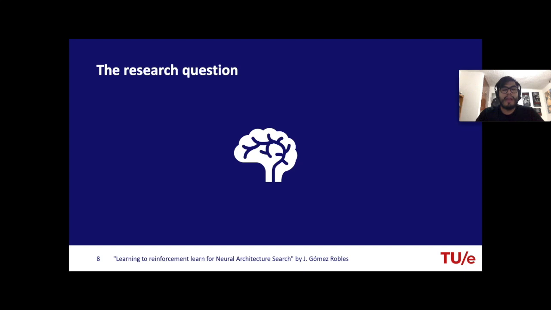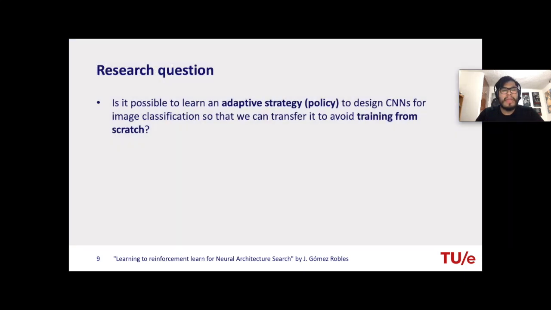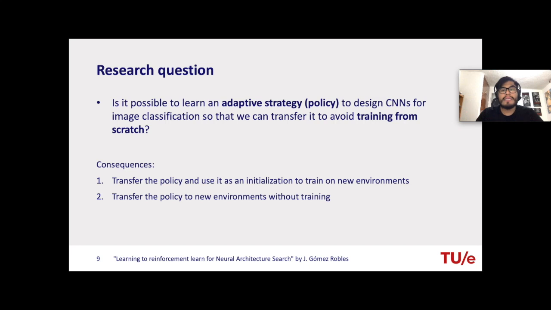Based on this observation, I formulate my research question. Is it possible to learn an adaptive strategy to design CNNs for image classification so that we can transfer it to avoid training from scratch? If this is possible, then we have two options that will help deliver architectures for arbitrary datasets. Number one, I could transfer the policy and use it as the initialization to train on new environments. Or number two, I could transfer the policy to new environments without training.